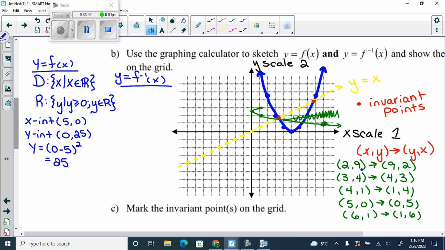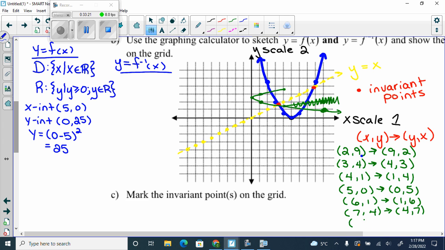And then we have 7, 4. It's going to be 4, 7. And then we have 8, 9. Maybe 9, 8.